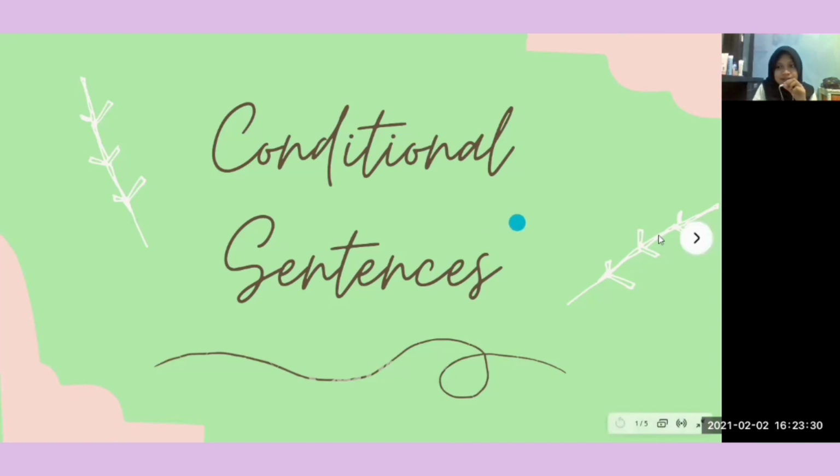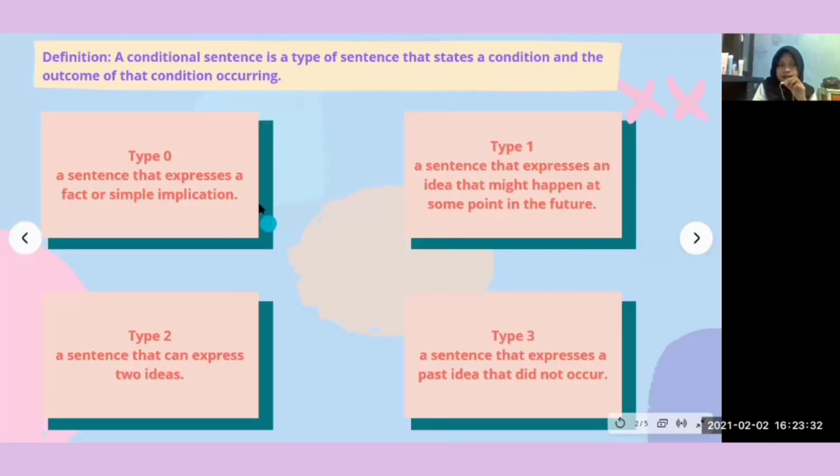I hope you enjoy it. The definition of conditional sentence is a type of sentence that states a condition and the outcome of that condition occurring. There are four types of conditional sentence. The first type is type 0. Type 0 is a sentence that expresses a fact or simple implication.